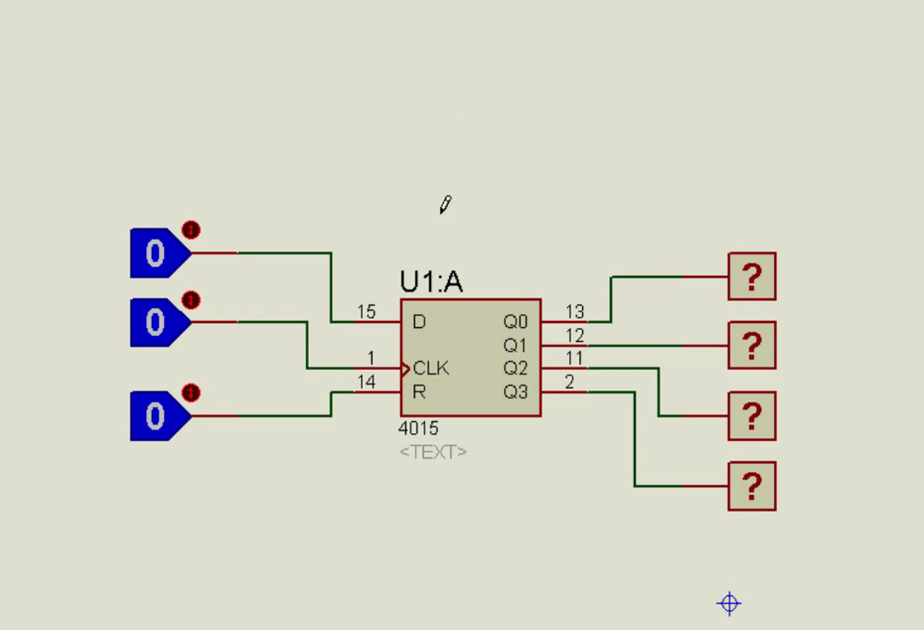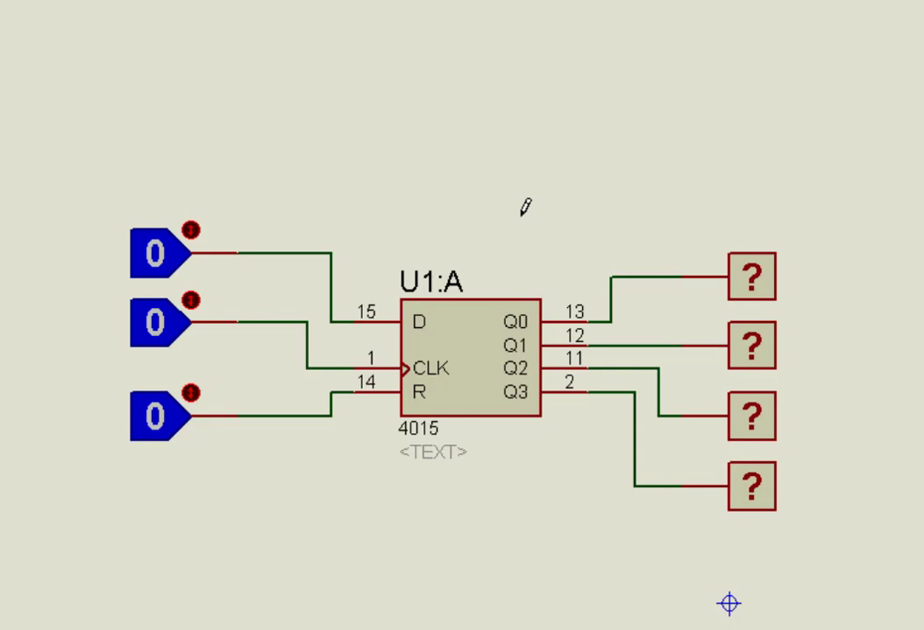CD4015 has only one data input pin for each shift register. The data value applied at this input is transferred to the first register stage on the positive edge of a clock. At each positive transition of a clock, this data is shifted over one stage.